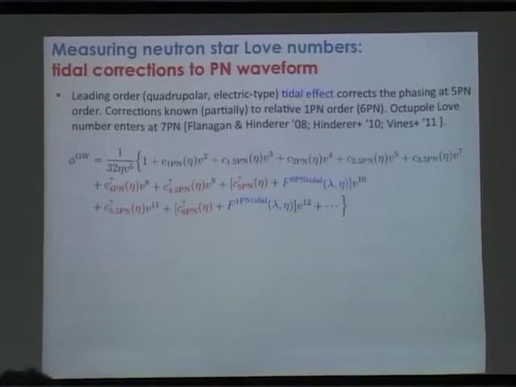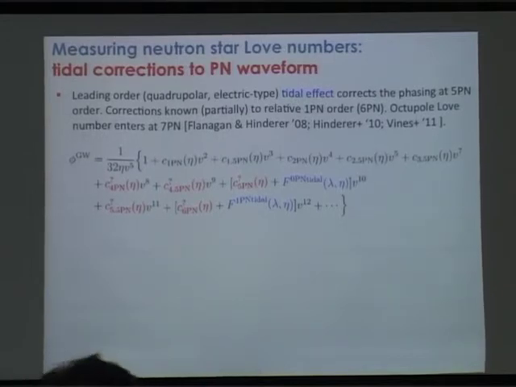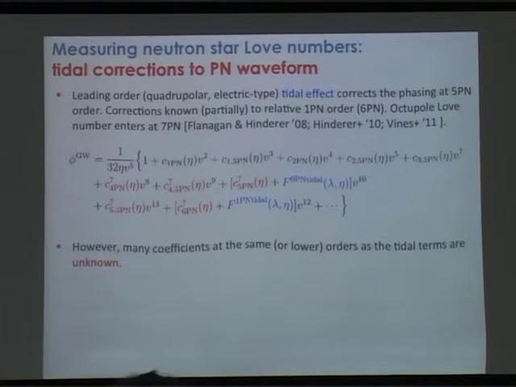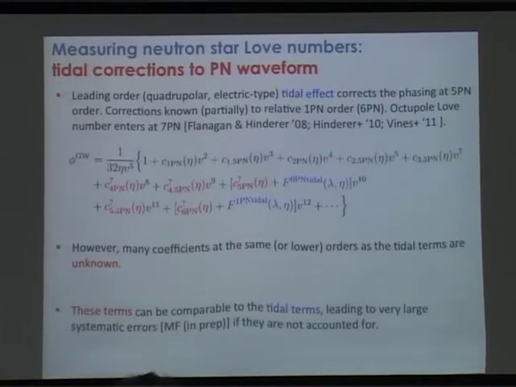Okay, so there are other corrections to this tidal effect as well. This is just the leading tidal effect, which comes in at this 5 pN order, but there are post-Newtonian corrections to that tidal effect, which come in at this 6 pN order. There's also an octupole tidal distortion. This is just the quadrupolar tidal distortion that I've been talking about so far, but there are other types of tidal corrections which come in at higher pN orders, which you can work out, but this is the piece that we're most sensitive to. But there's this problem that we don't know what these lower order coefficients are.